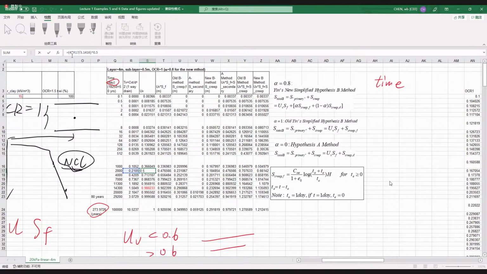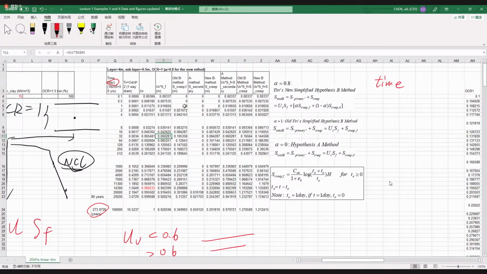But here, actually, we use another equation. This is the difference here. Why do we use two different equations for getting UV? So with the UV and SF, SF is calculated from example 5. So we have a constant value because we calculated it from the last example.